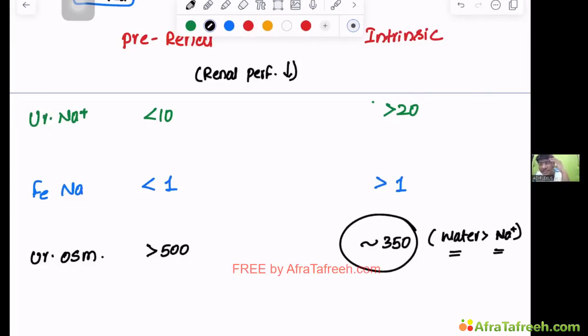But in case of intrinsic renal, there is tubular damage and water is not reabsorbed. And even the perfusion is good in intrinsic renal. So water is getting excreted out, sodium is also getting excreted out. But the amount of water which is excreted is more than that of the sodium. That is the reason why the urine osmolality is around 350. Did you understand, all of you? If anyone has any doubt, please let me know. If you have understood, just give me a thumbs up.